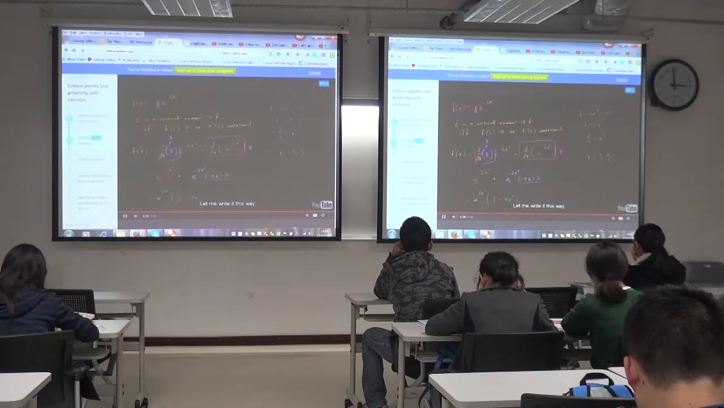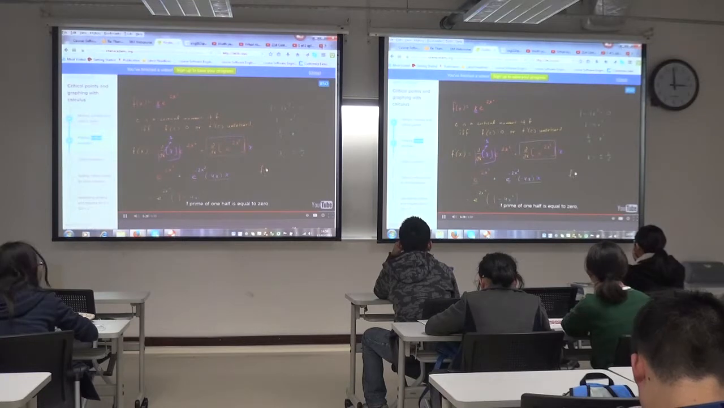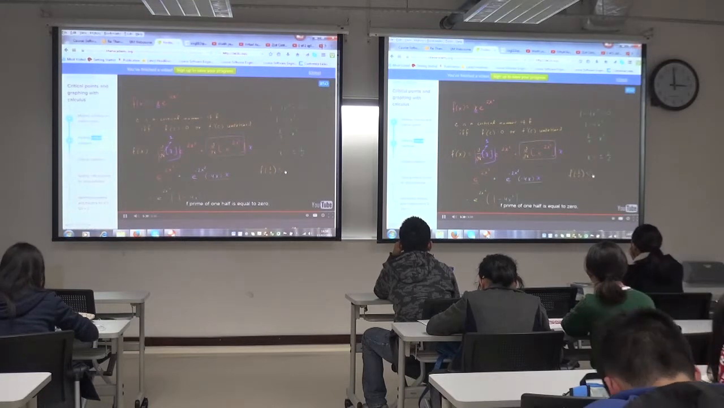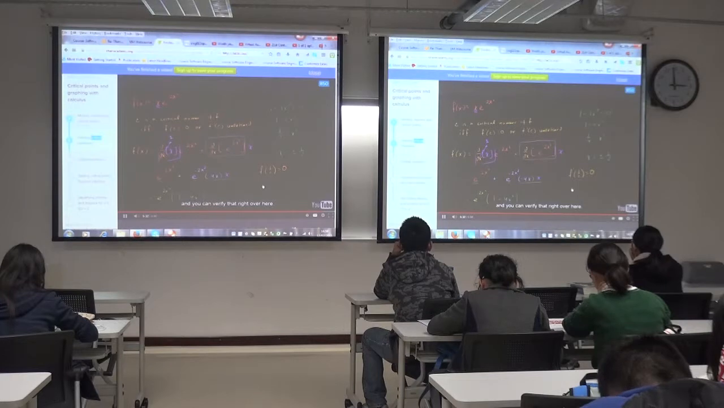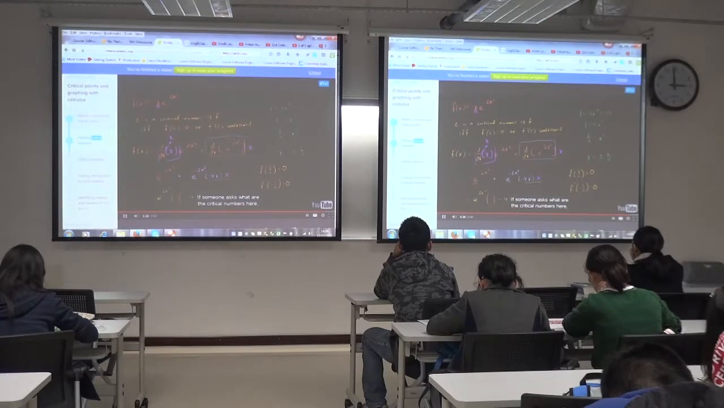So let me write it this way. F prime of 1/2 is equal to 0, and you can verify that right over here. And f prime of negative 1/2 is equal to 0. So if someone asks what are the critical numbers here? Critical numbers, they are 1/2 and negative 1/2.